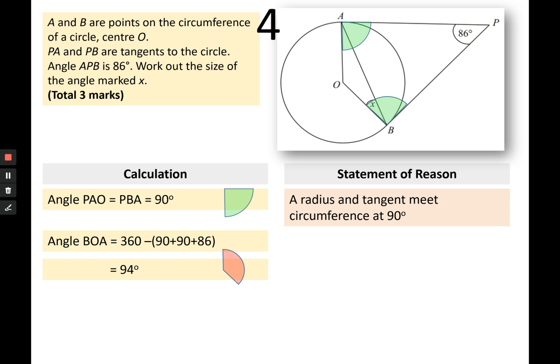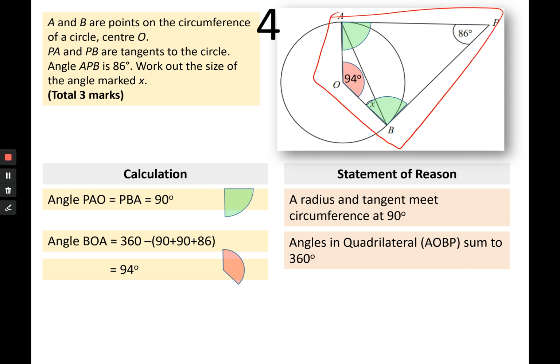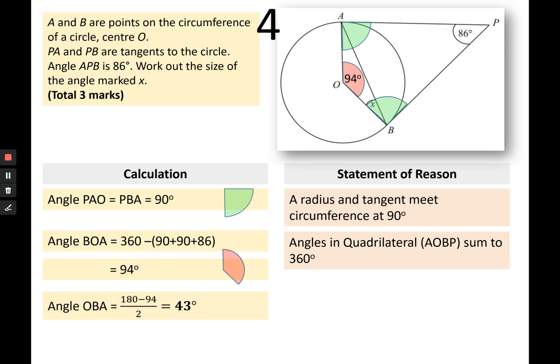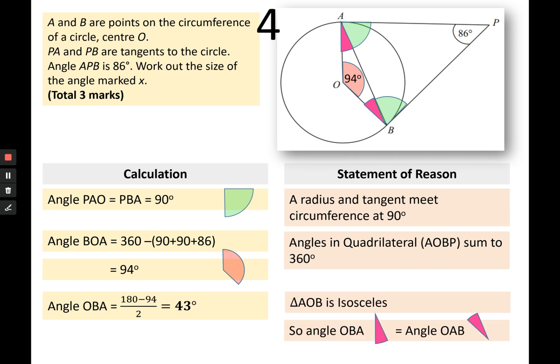Then we can say angle BOA is 94. That's because angles in a quadrilateral add up to 360. This is not a cyclic quadrilateral, remember, because this point is not on the circle. But they do add up to 360. And then you can say, well, you have an isosceles triangle. So to work out the two pink angles, you do 180 take away 94 divided by 2. And that gives you 43 degrees.